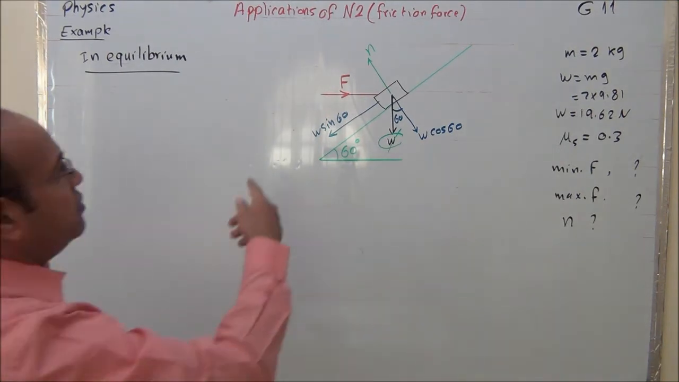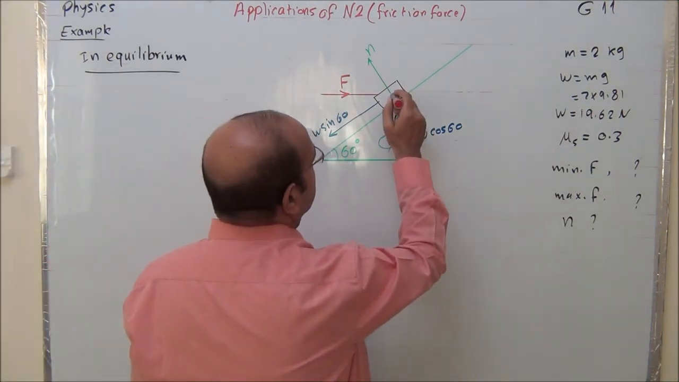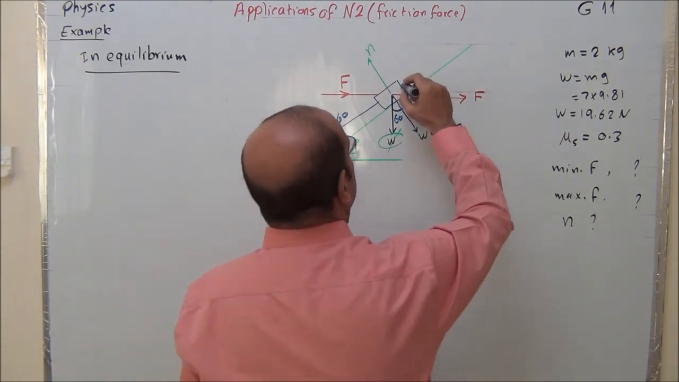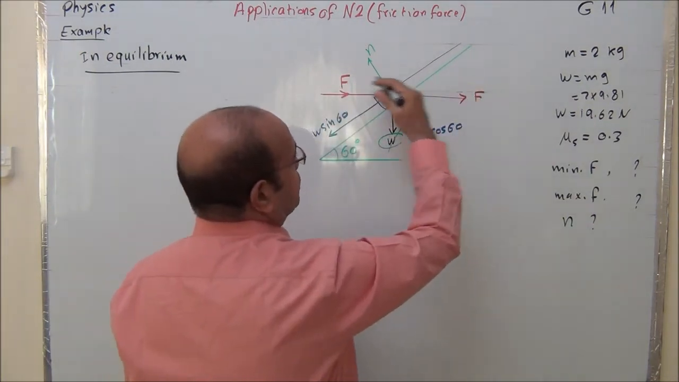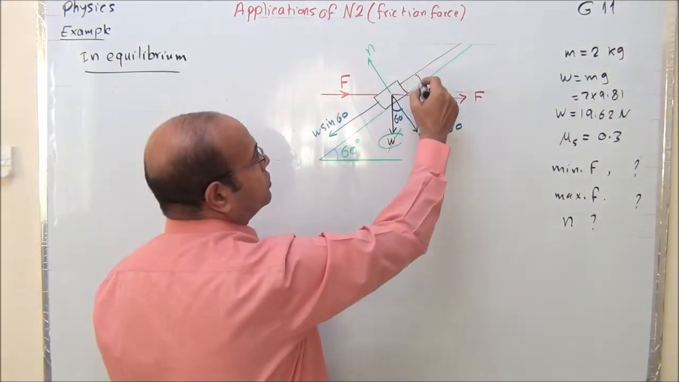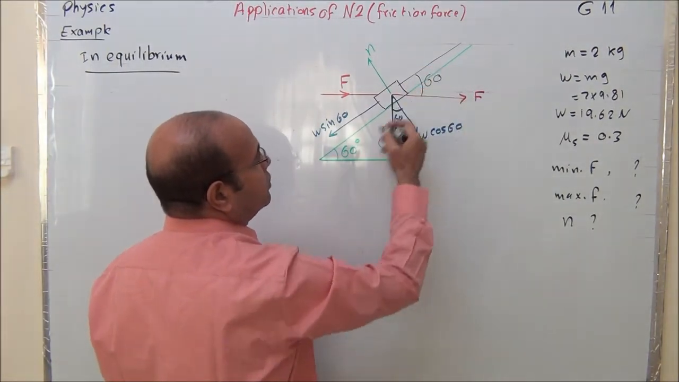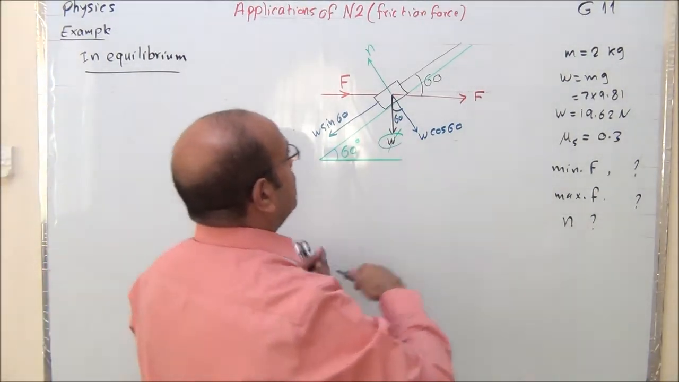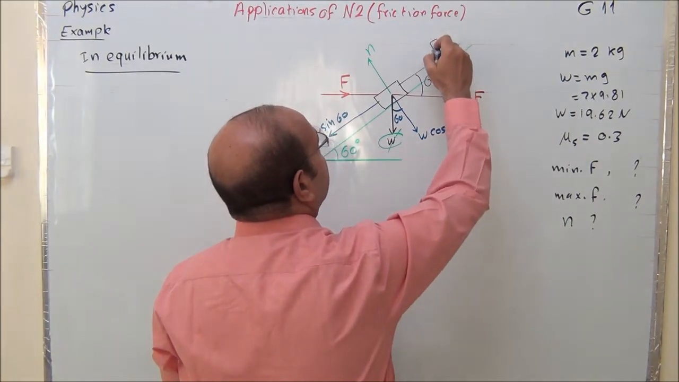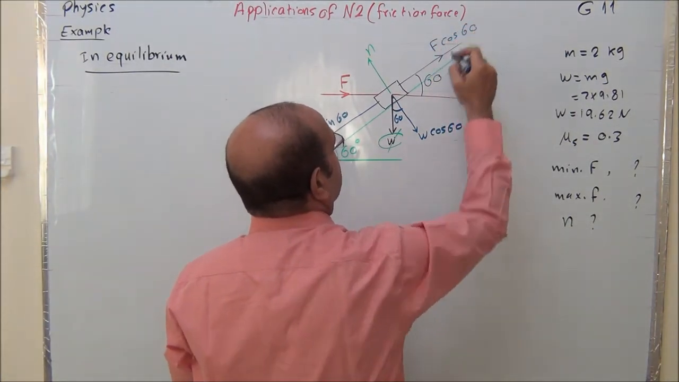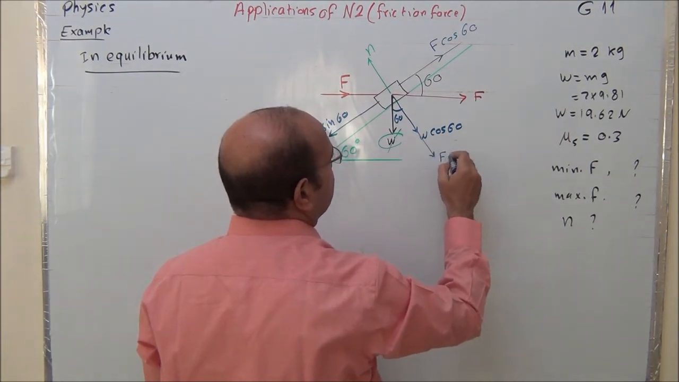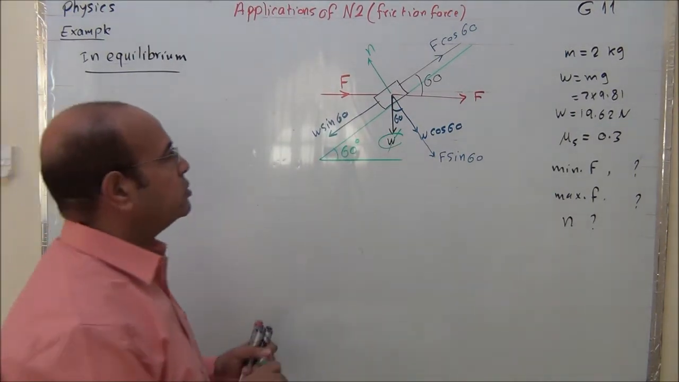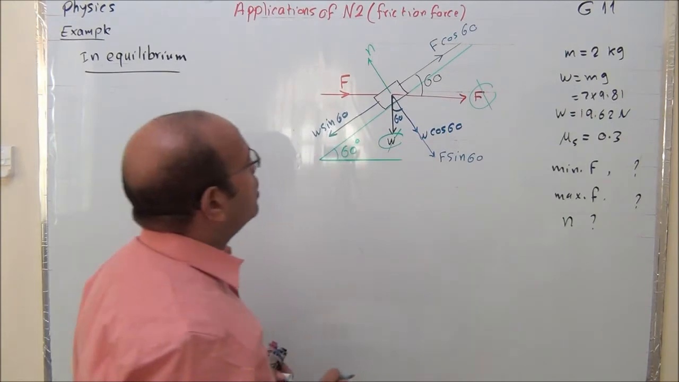We need to resolve that force. If we extend this force, so this is the force, and this is the slope. The force is horizontal, and this angle is 60, so also this angle equals 60, corresponding angles. So we resolve also the force into two components. In this direction, we have F cosine 60. In this direction, we have F sine 60. Now we resolve that force.